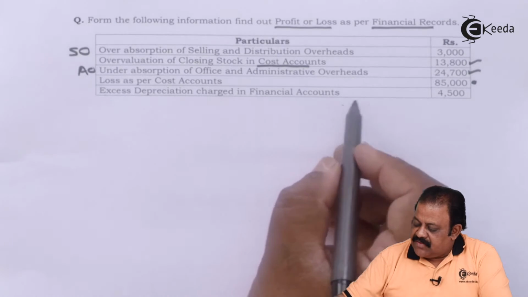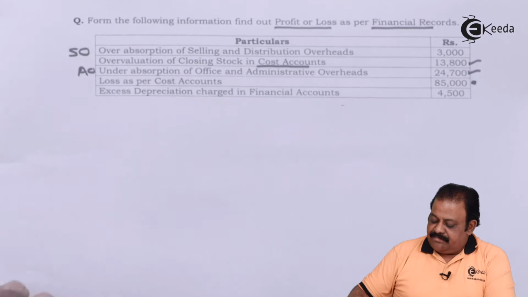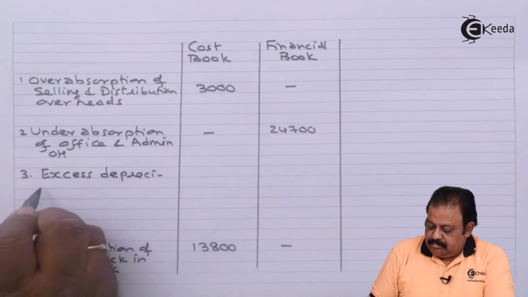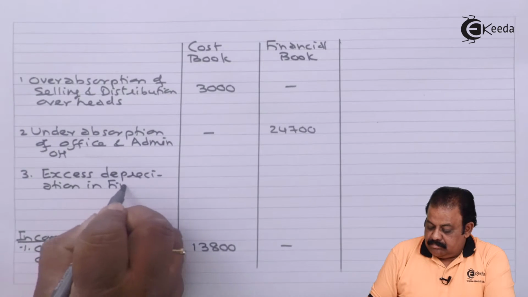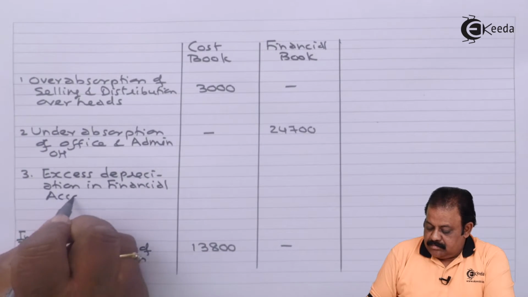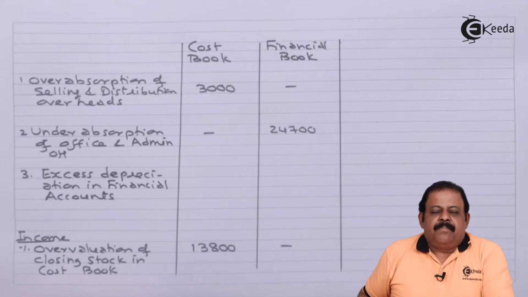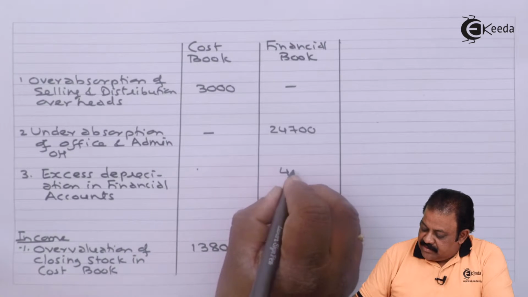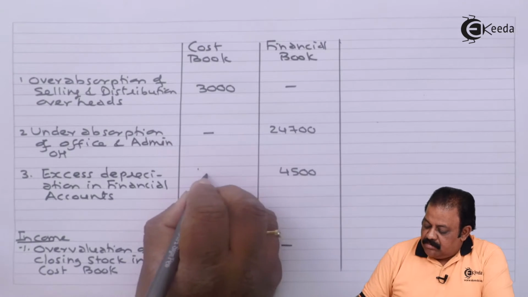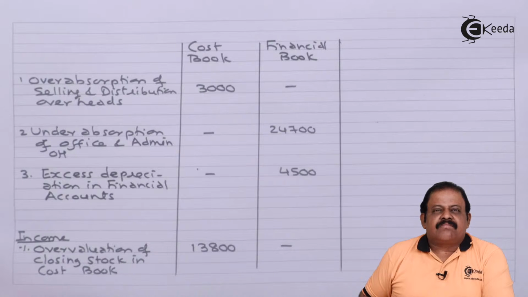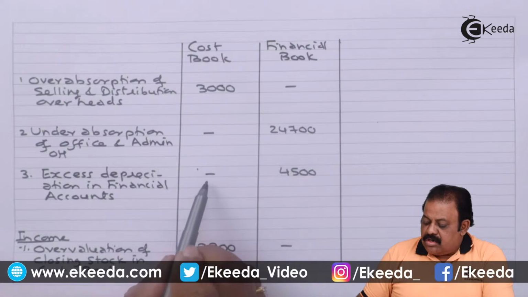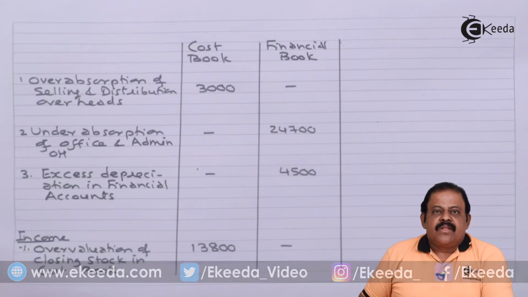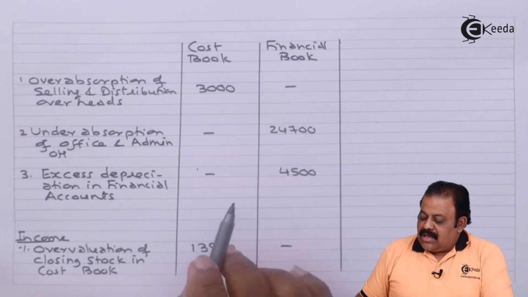Excess depreciation charge in financial account 4,500. So depreciation is charged more in financial book. So we'll put 4,500 in financial column. That means whatever depreciation recorded in cost book, in financial book it is more by 4,500. Now we have recorded all the amounts.